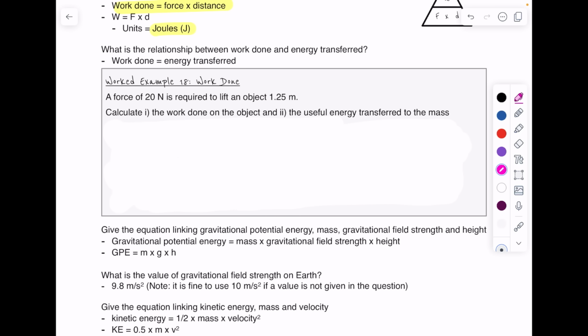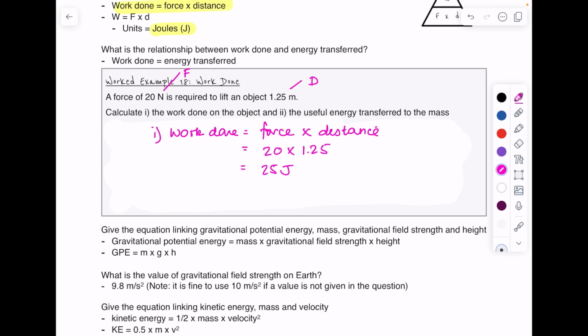So we'll look at this worked example. A force of 20 newtons is required to lift an object 1.25 meters. Calculate the work done on the object and the useful energy transferred to the mass. So work done, always write out your equation, equals force times distance. Our force is 20, our distance is 1.25, all the units are fine. So the answer here is 25 joules. So that's the answer to part 1.